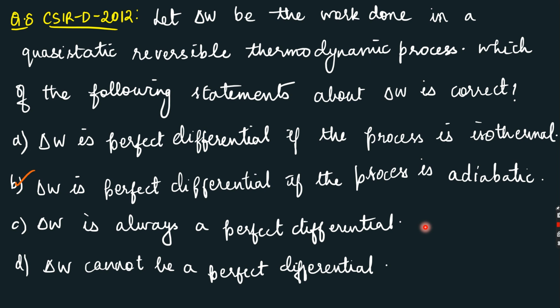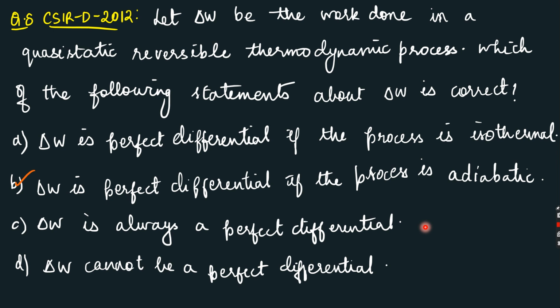Third one is del W is always a perfect differential. No, del W is not always a perfect differential. That you have to remember. Okay. Because it is a non-state variable, hence del W will not always be a perfect differential. Now, del W cannot be a perfect differential. So, cannot be a perfect differential is something different. So, we will see that C and D are not the correct answer.